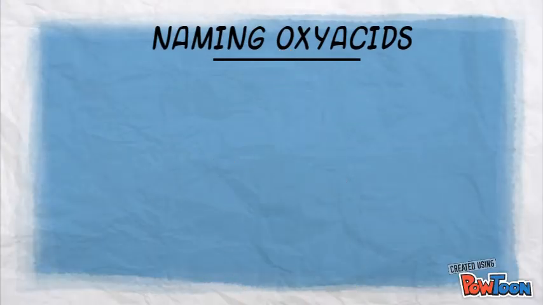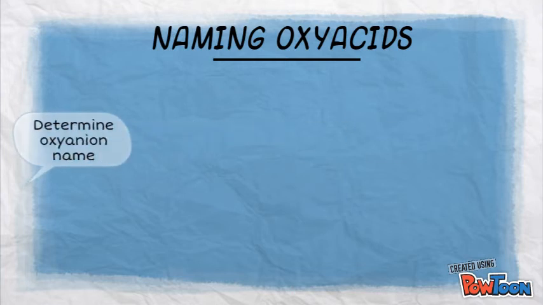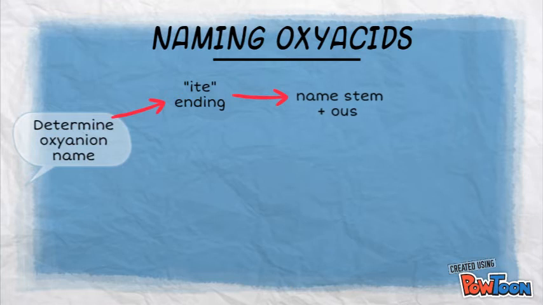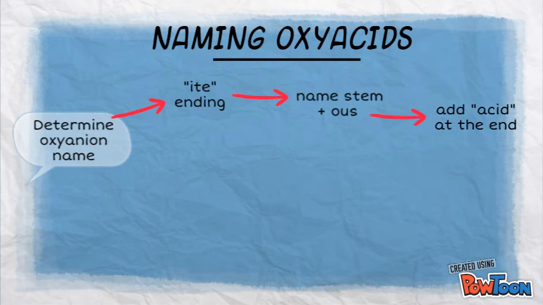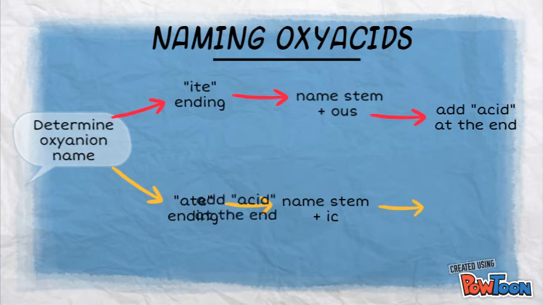The next type of acids, oxyacids, will look familiar due to the formula similar to the polyatomics. To determine the naming conventions, you first need to determine what the oxyanion name is. If the oxyanion ends in "ite", like sulfite, then the name is the stem plus us. You always add acid at the end. If the oxyanion ends in "ate", like sulfate, SO4 2-, then the name is the stem plus ic, and then again add the acid at the end.